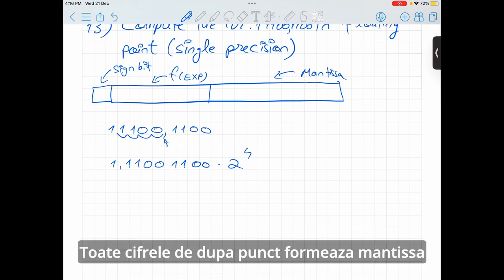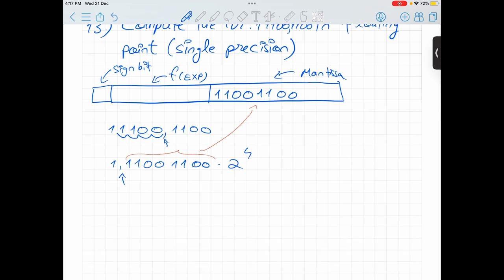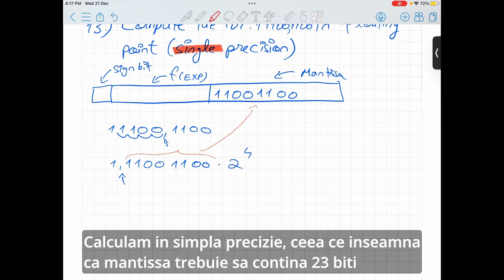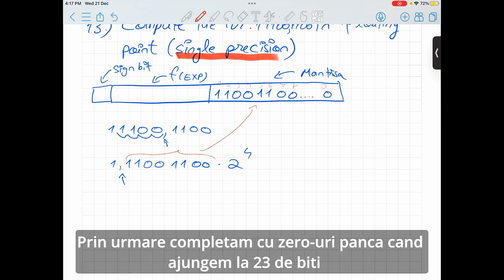The result which we have after the point, so this part is the mantissa. So let's write it here: 1100, 1100. But we know that in this case we need to make it single precision. Because it is a single precision, we need to have 23 bits in the mantissa. That's the quantity of bits which the mantissa has. So we have here 1, 1, 2, 3, 4, 5, 6, 7, 8, and we need to add zeros until we reach 23.